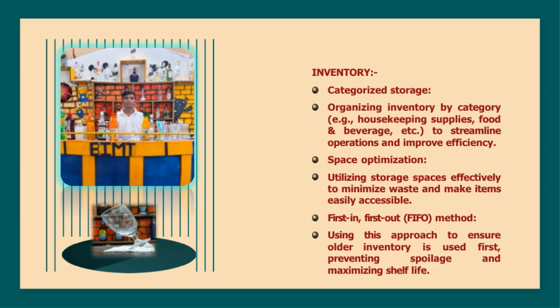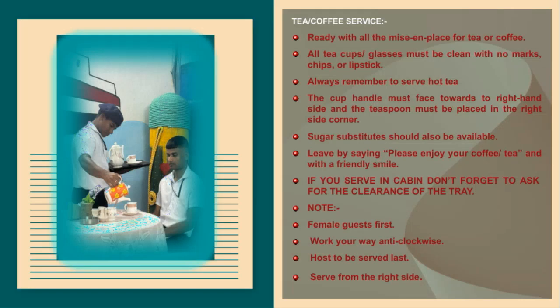This way, we make the most of the space we have and keep things running smoothly. Finally, the first in, first out, or FIFO method is essential. This approach ensures that older inventory gets used first, which helps prevent spoilage and maximizes the shelf life of products. It's all about maintaining freshness and reducing waste, which ties back to overall operational efficiency. By implementing these strategies, we create a more organized, efficient, and cost-effective inventory system that supports the overall success of our operations. Now let's talk about the tea and coffee service.